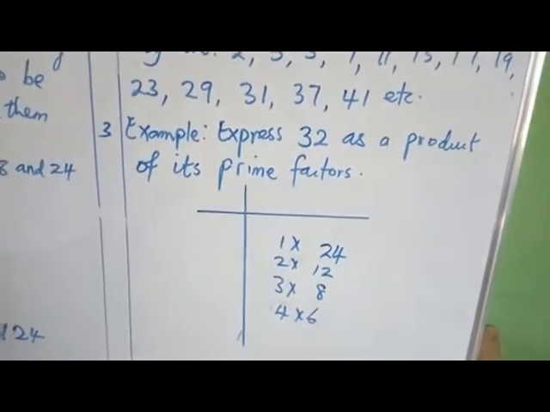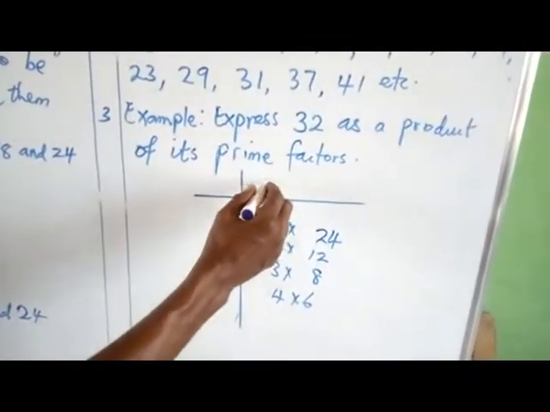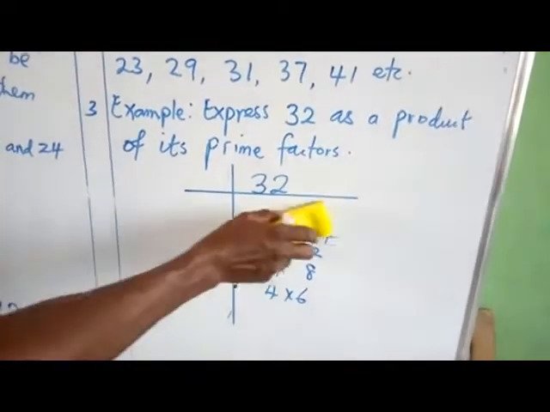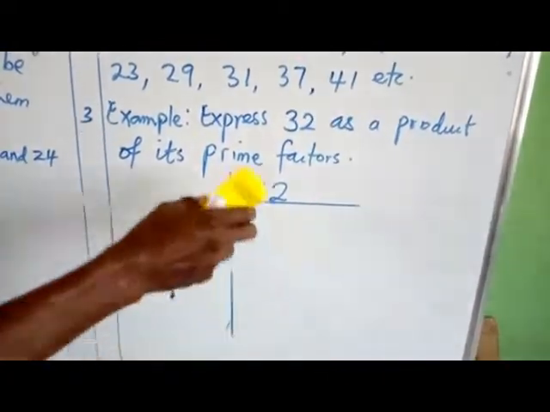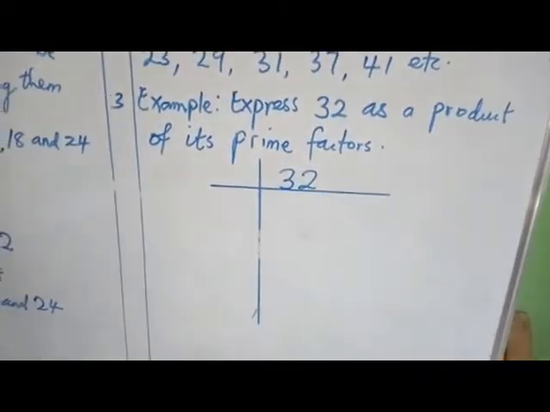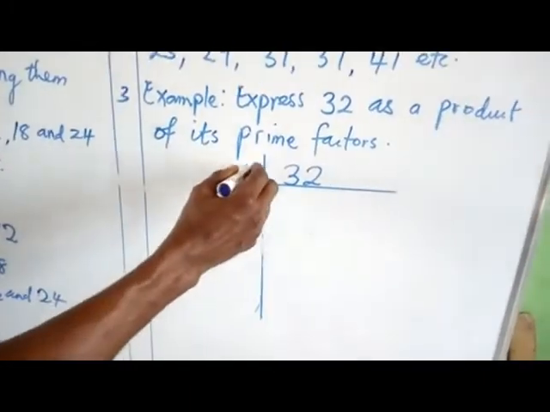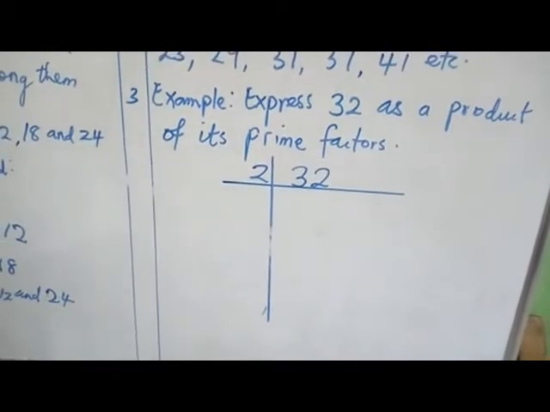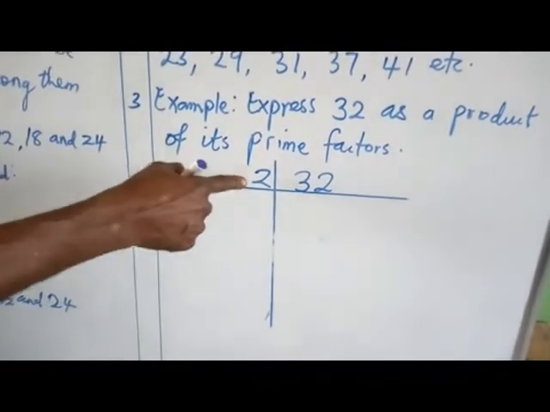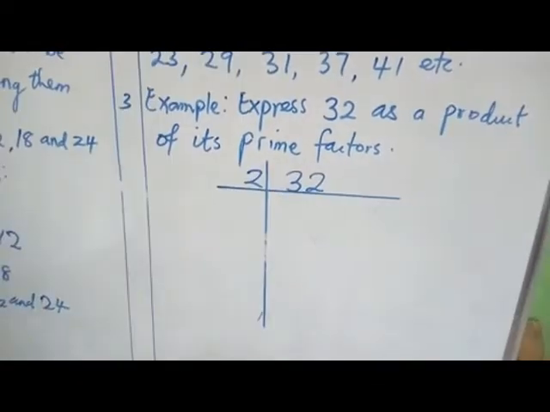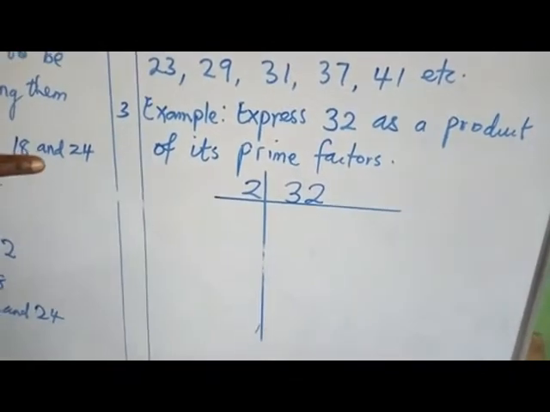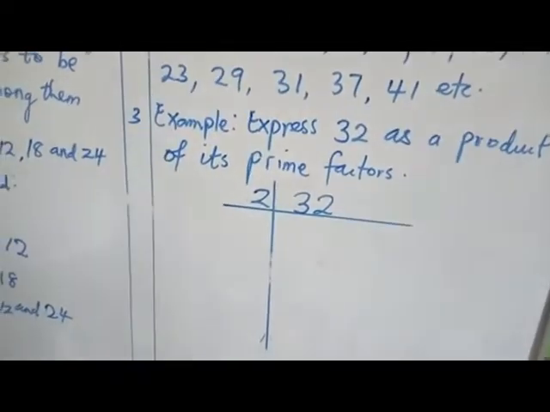How do we now express this? What you do is you write the 32. Now you ask yourself, which factor can divide 32 without a remainder? So you now see that 2, I always advise start with the smallest number. It's not good to start with a bigger number. For example, some people used to start with 4. We know that 4 can still divide. But you see that any number that 4 can divide, 2 can as well divide that number. So always start with the smallest number.